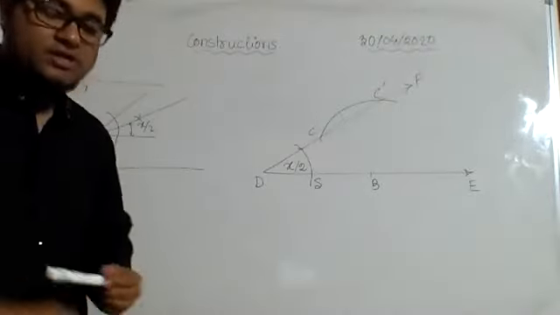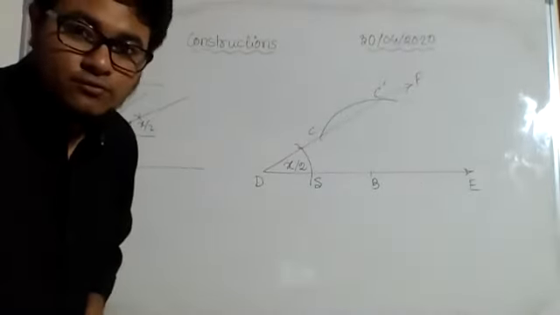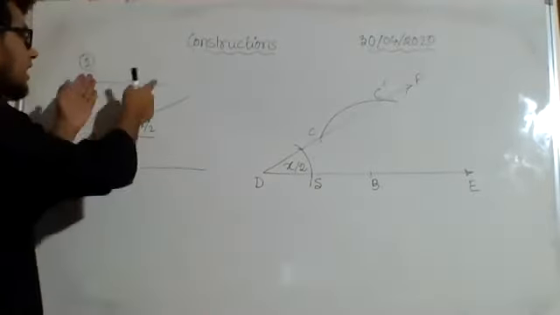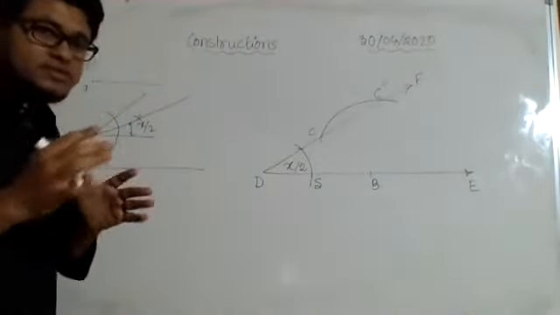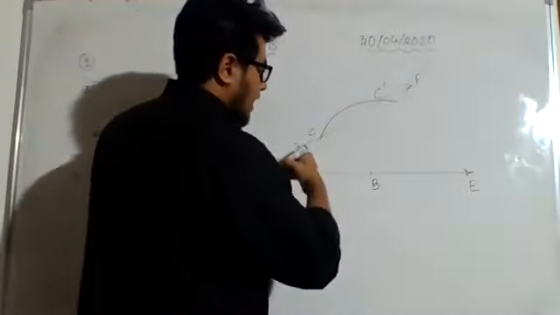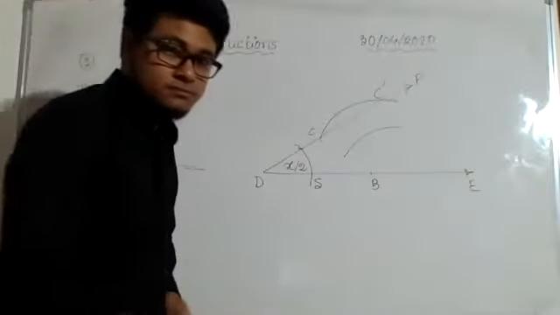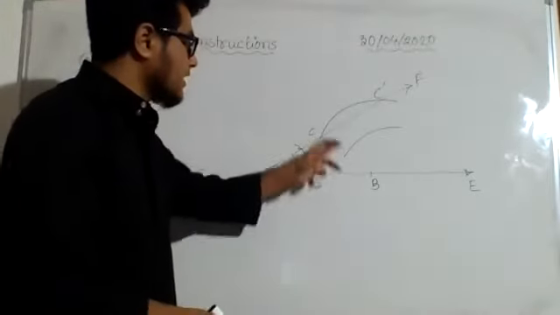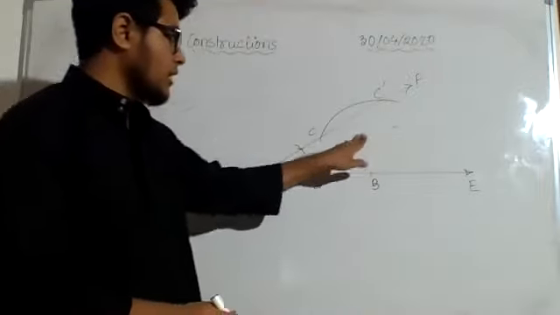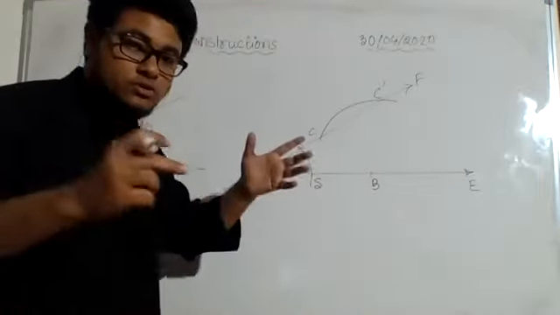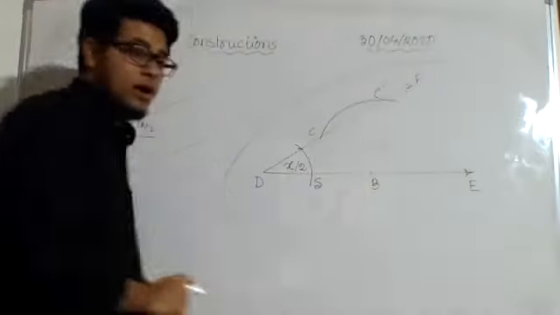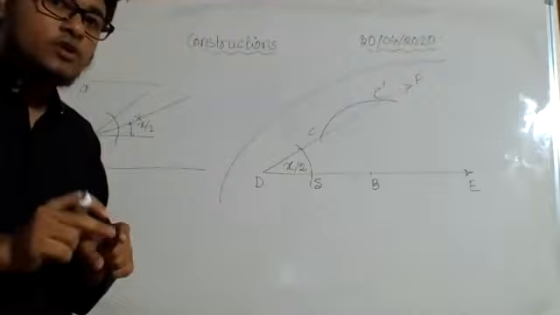Okay, now here you have to be a little bit careful. Why? Because sometimes if you take A too small, then when you draw the arc it will be like this, and as a result you won't get any two intersecting points. That time it is a problem. And sometimes you take A too large, so that the arc goes outside your paper. So you have to take it logically.